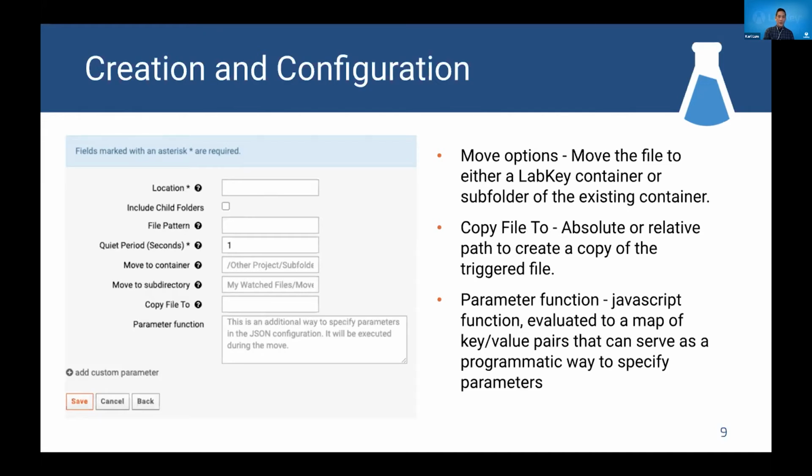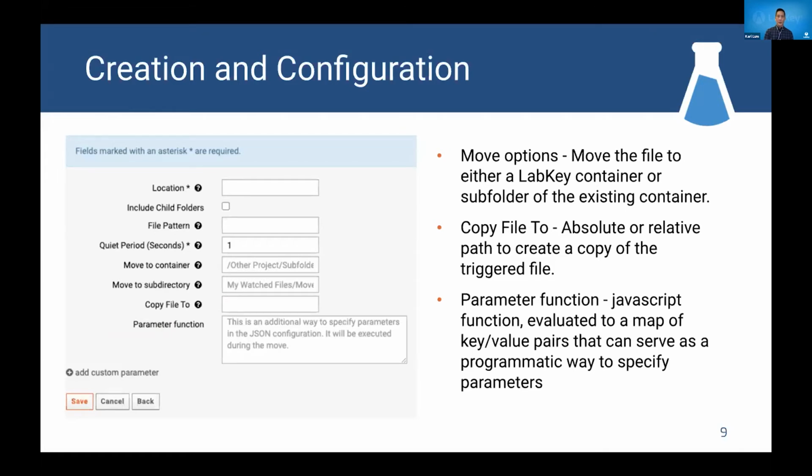Okay, so wrapping up the configuration, we have a couple move parameters here, and move options can be either relative to the current folder or absolute. The difference between move to container and move to subdirectory is that move to container refers to a container in the sense of a LabKey folder. So if you're navigating from one folder to another, the subdirectory refers to the virtual file system of the file root that you're in.